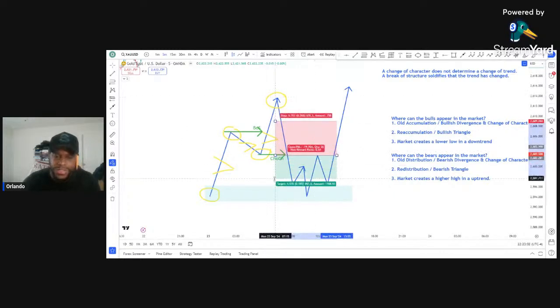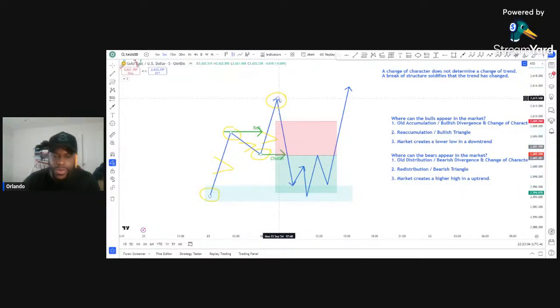Now, why would you do this? Why would you do this when you know that it was a distribution and a redistribution that caused the market to have a bearish change of character? You're asking for your stop loss to get hit. You're asking for it. Does that make sense?